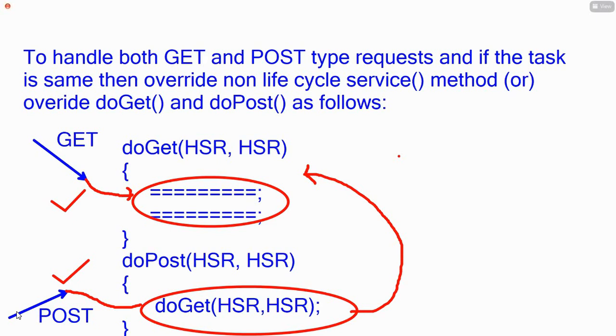To handle only get type requests, what do we have to override? doGet. To handle only post type requests, doPost. To handle both get and post, if the task is same, non-life cycle services are like this. To handle only one, or to handle both where the task is different, we override doGet and doPost, and then this line we have to remove. The task is different: there one task, here one task. If the task is same, this doGet calling is required.